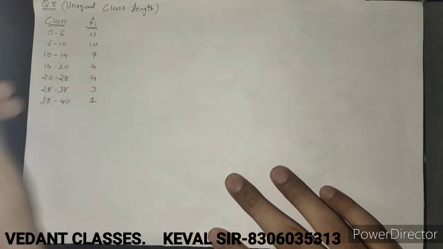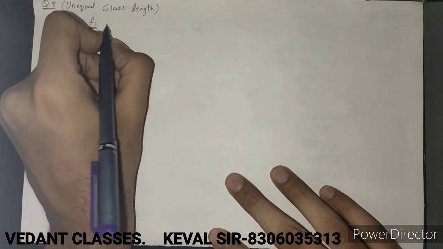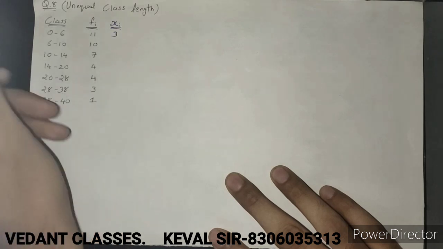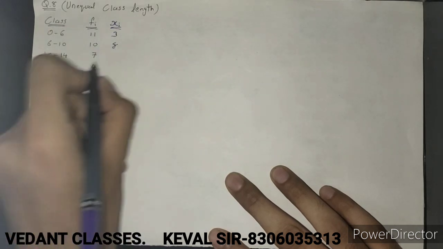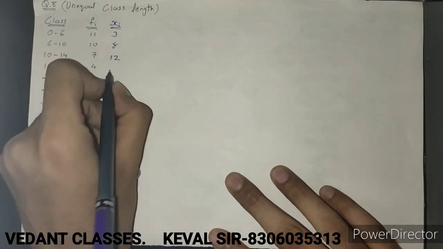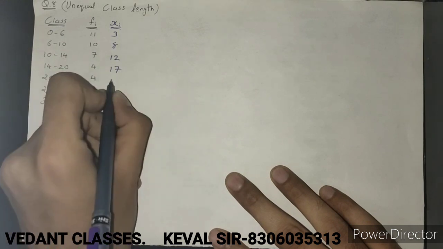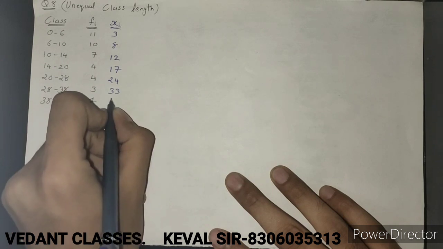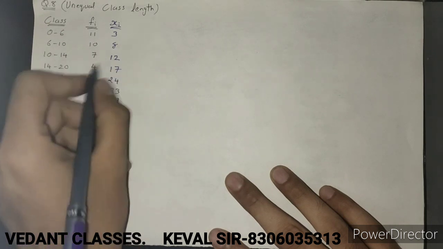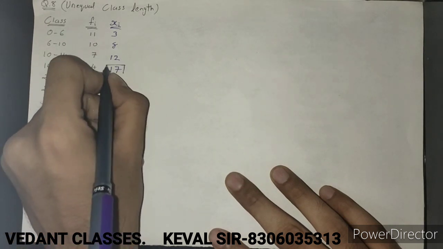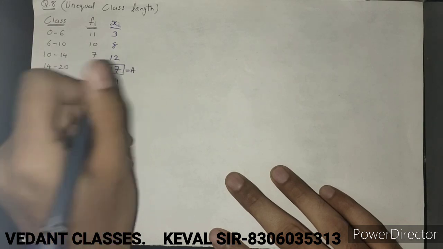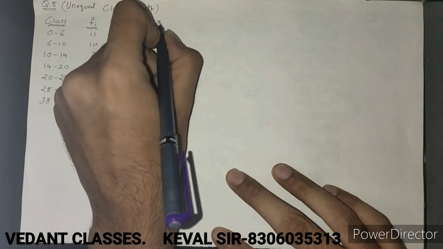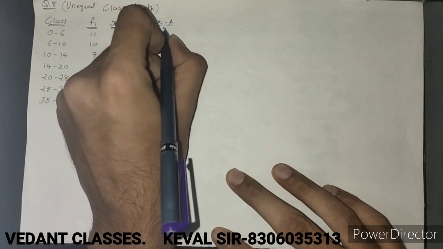Okay, so now let's use the step deviation first. We'll find out the value of xi. For the first it is 3, then 8, then 12, then 17, then 24, then 33, and then 39. Okay, now consider the assumed mean. Let's consider it as 17. It's our value for a. Okay, now ui, that is (xi minus a) by h.